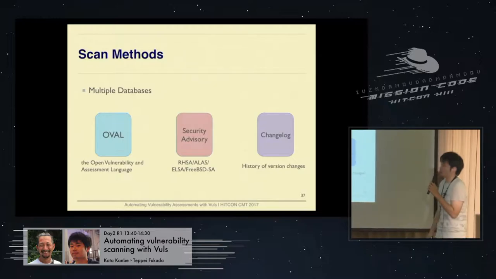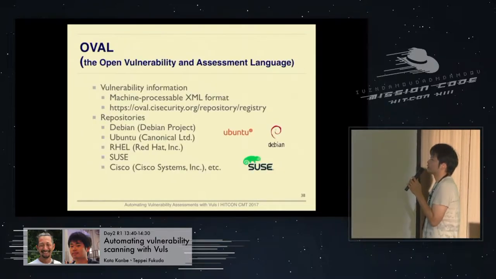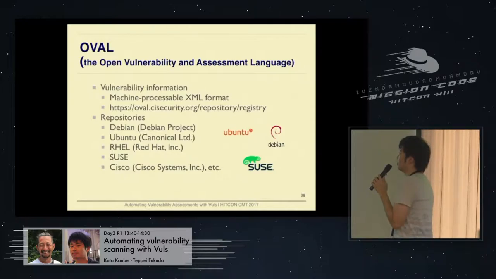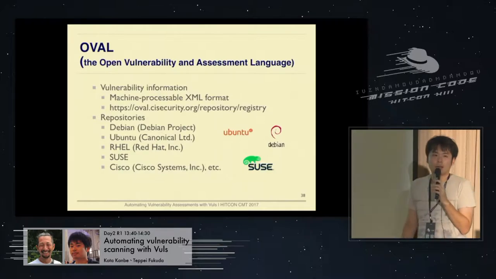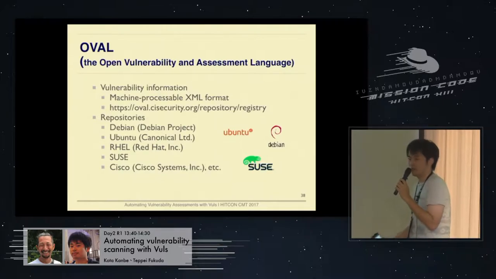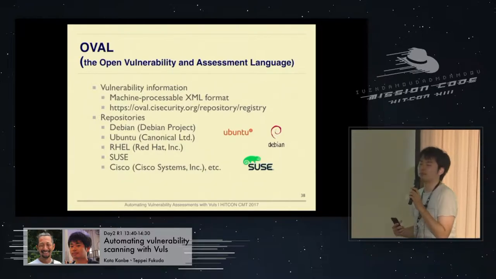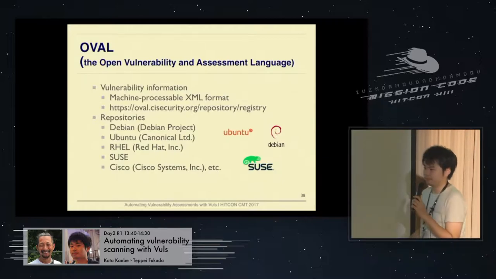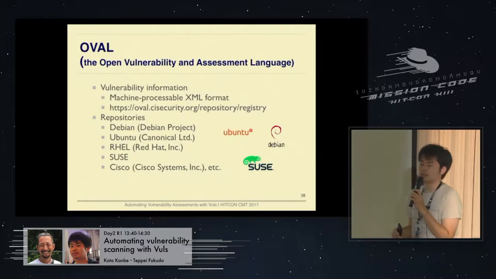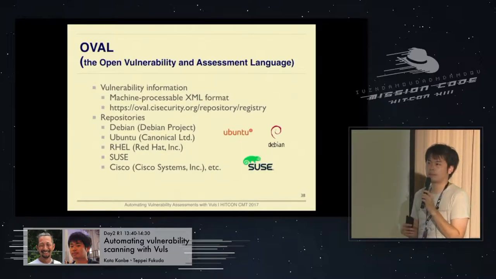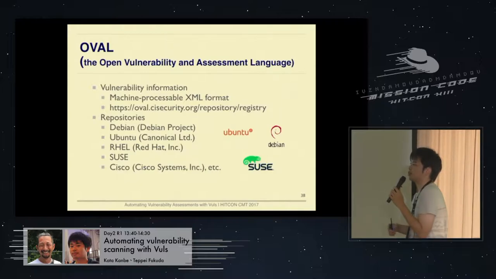First of all, Vuls uses OVAL, the Open Vulnerability and Assessment Language. OVAL allows the security vulnerability information, including remediation advice, to be written in machine processable XML format. This allows the process of checking vulnerabilities to be automated. OVAL is maintained by major organizations, including Debian, Canonical, and so on.